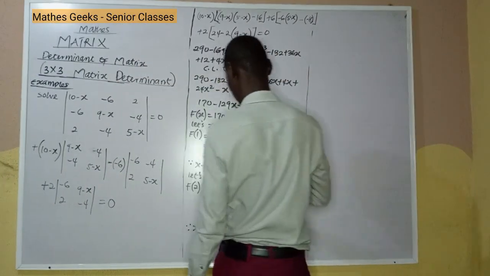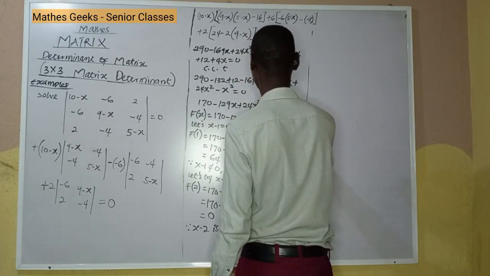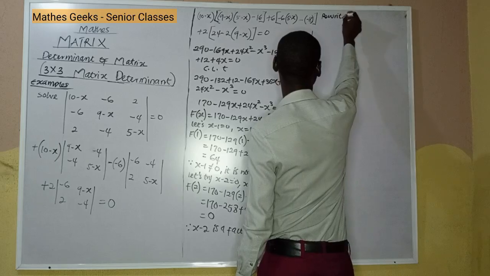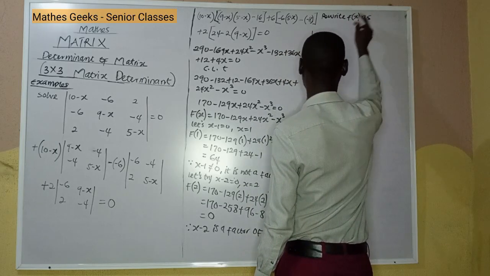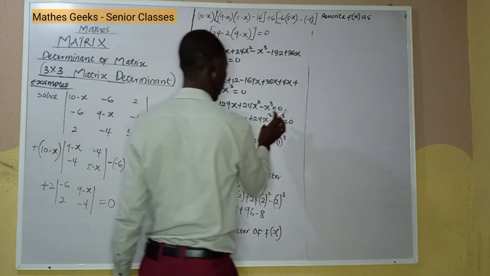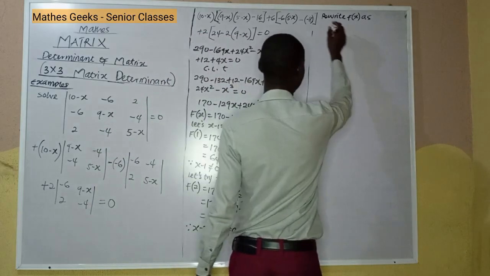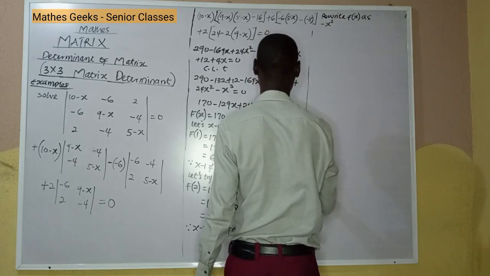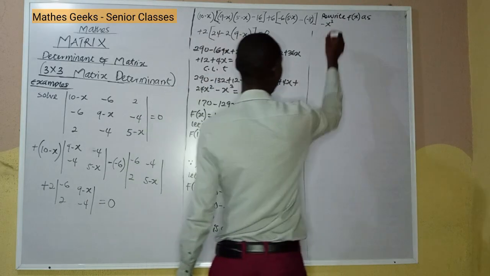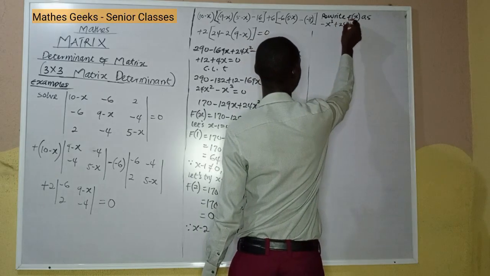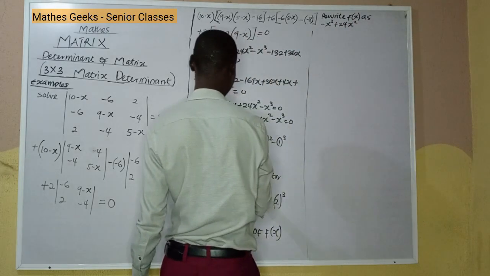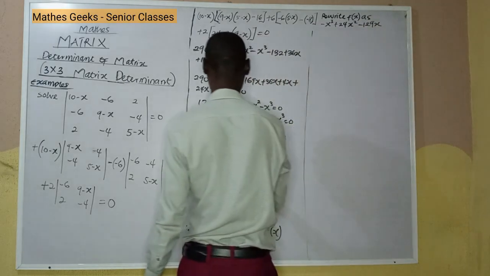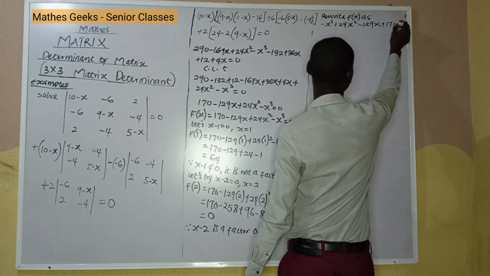What we're going to do next is to divide this polynomial by this factor. But before we can do that, we write f(x) as, we want to ensure that the highest power comes first whenever we are dividing the polynomial by this factor. So this will give us minus x raised to the power 3 because the coefficient is minus 1, then followed by plus 24x squared, followed by minus 129x, followed by plus 170.